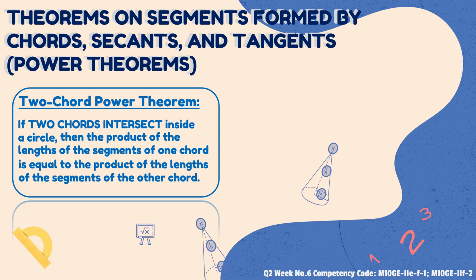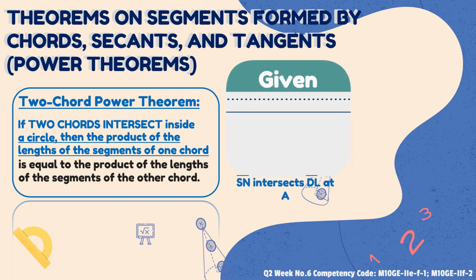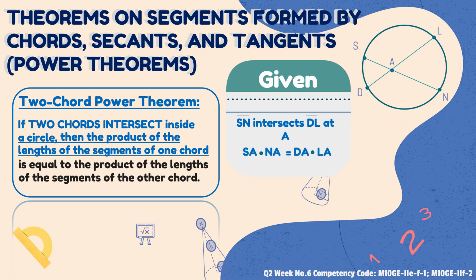Our first power theorem is the two-chord power theorem, which states that if two chords intersect inside a circle, then the product of the lengths of the segments of one chord is equal to the product of the lengths of the segments of the other chord. To illustrate, in this example, line segment SN and line segment DL are examples of chords that intersect inside the circle at point A. SA times NA equals DA times LA.